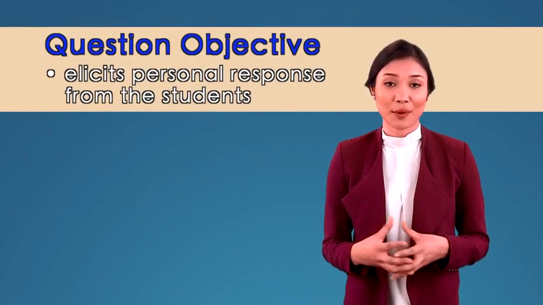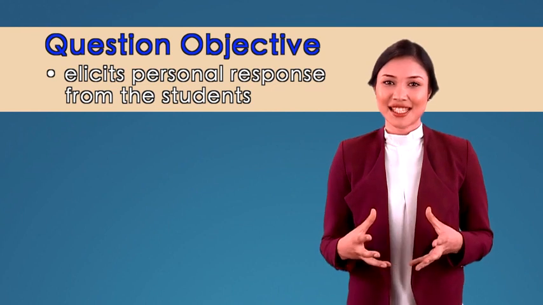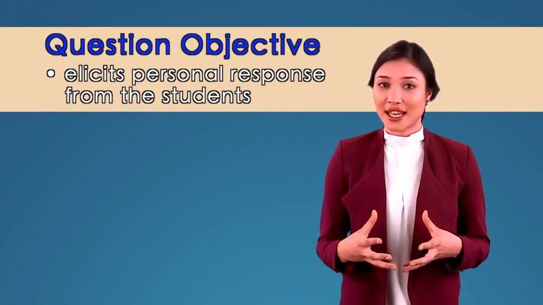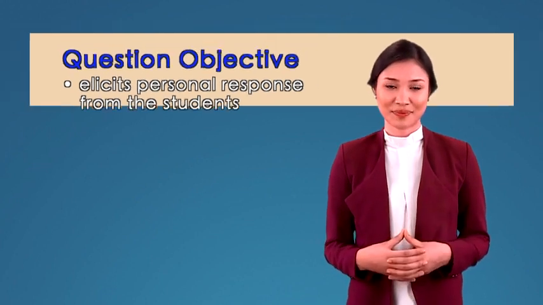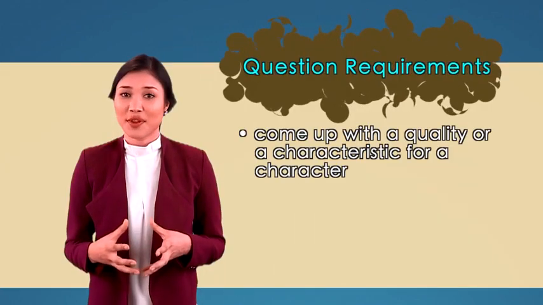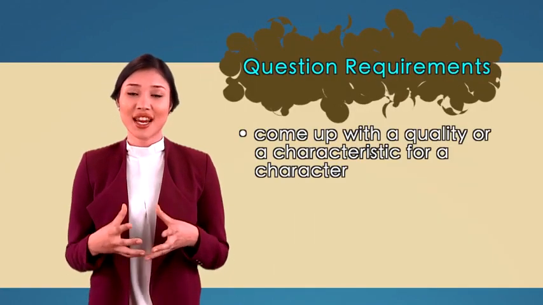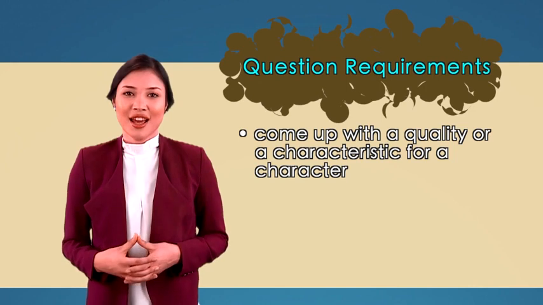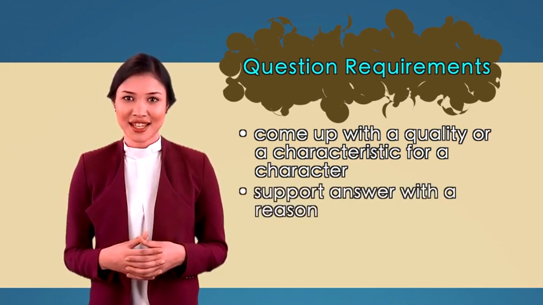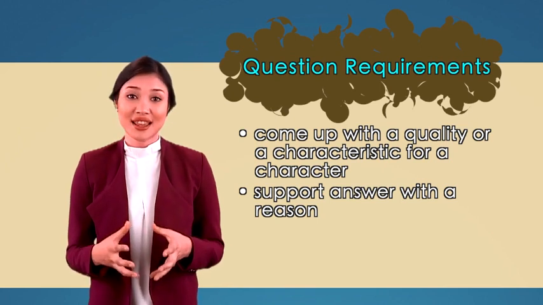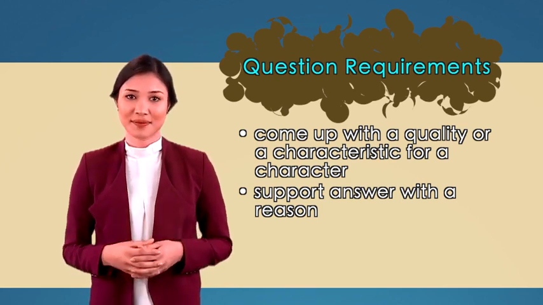The last question usually elicits personal response from the students. This question requires students to think critically and to see whether they are able to support their answer with a reason. In this question, students have to come up with a quality or a characteristic for a character in the text. Then they have to give a reason for their answer. For this reason, this is the only question in this section which carries 2 marks.